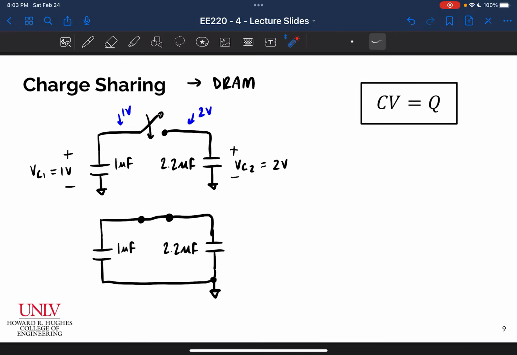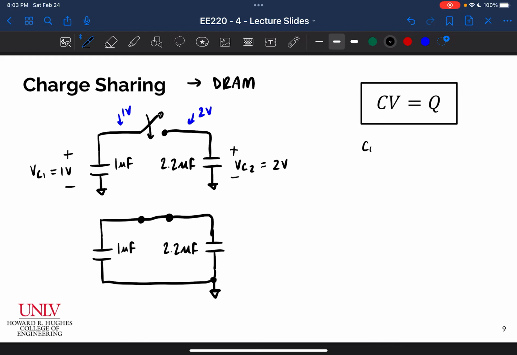You can see that I've got a node here that they share, and I've got a node here that they share. So theoretically, if two things are in parallel, they have to have the same voltage across them, right? That's the definition of parallel components. But VC2 had 2 volts across it, and VC1 had 1 volt across it. So what the heck happens? If there was 1 volt here and 2 volts here, what voltage would we have here? That's the question. That's what charge sharing uncovers, I should say. And we can figure that out using charge sharing or using conservation of charge.